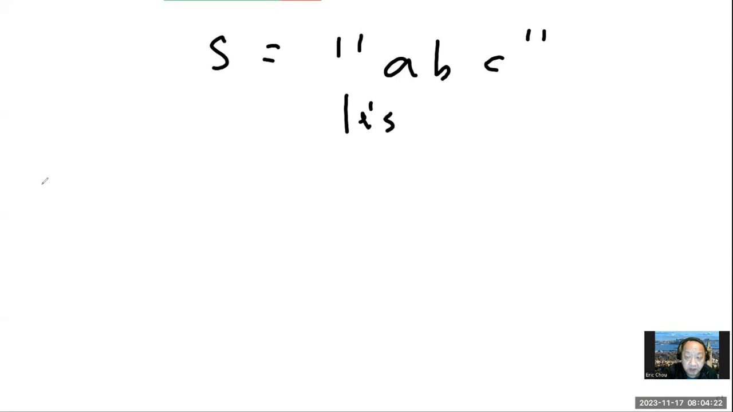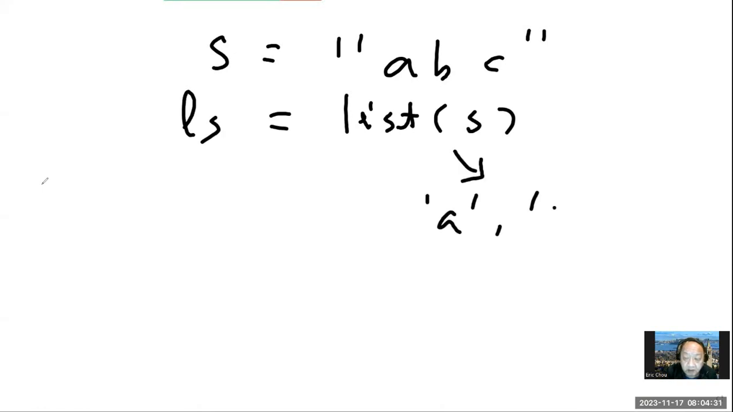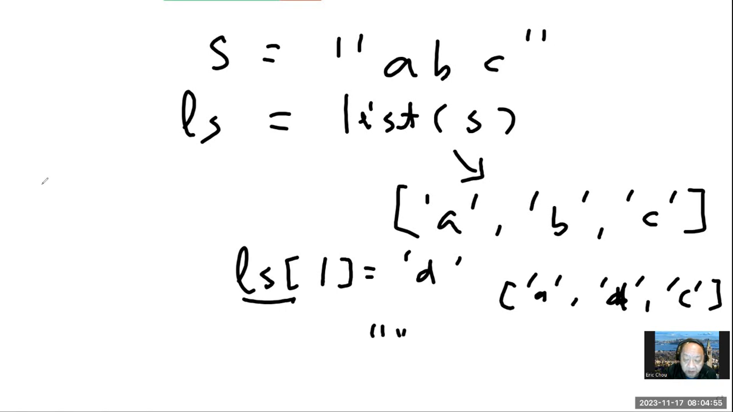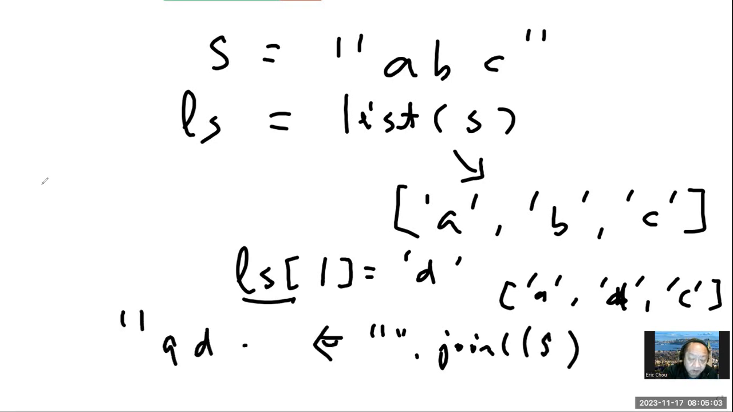We can convert it to a list. Then the content will become A, B, C. Now, if the list's index 1 location is changed to D, that will create A, D, C. Then we can convert this back to a string using the double quote join of the ls. And this will create a string of A, D, C.